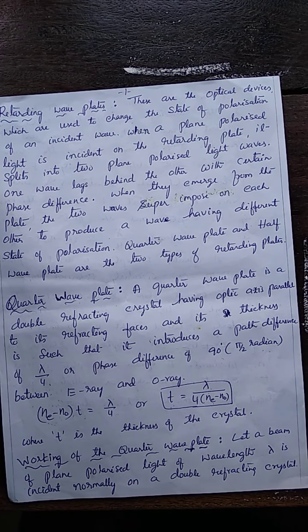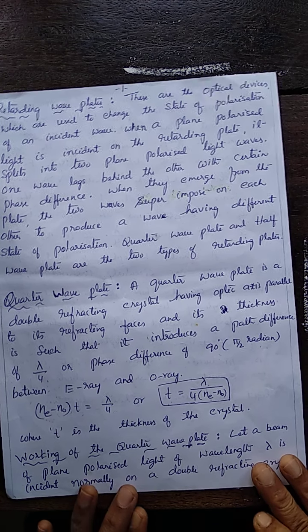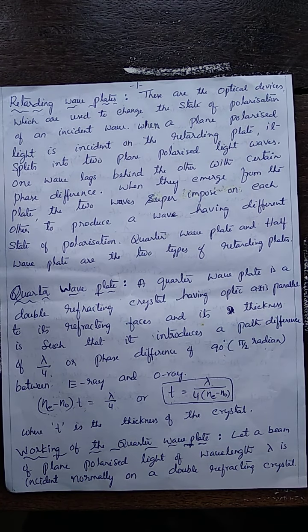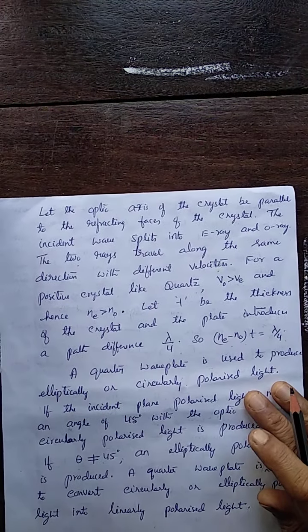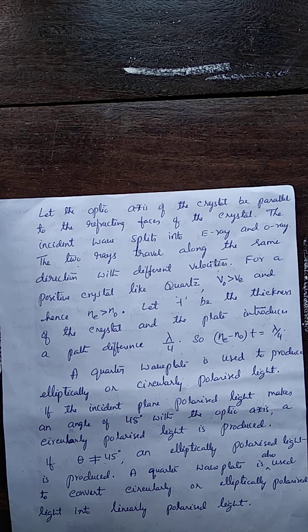Then the working of this quarter wave plate. How does it work? A plane polarized beam is incident on this quarter wave plate. Let lambda be the wavelength. The light is incident normally on this double refracting crystal, with optic axis parallel to the refracting faces of the crystal. Now the incident light splits into E ray and O ray. The two rays travel along the same direction with different velocities.